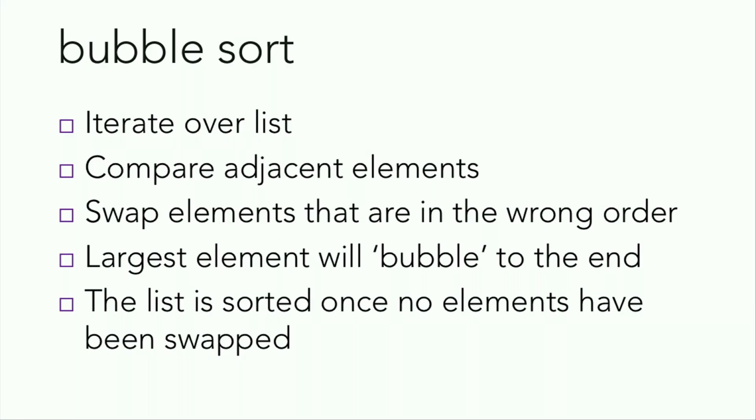Another type of sort that you can implement is bubble sort. So bubble sort iterates over the list, comparing adjacent elements and swapping the elements that are in the wrong order. And this way, the largest element will bubble to the end. And the list is sorted once no more elements have been swapped.